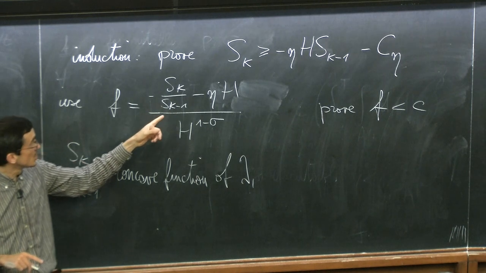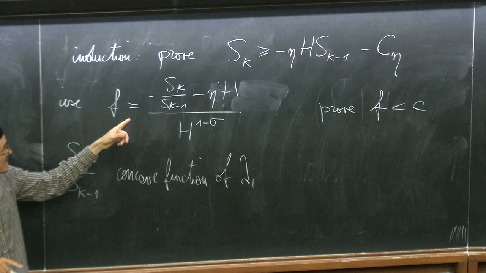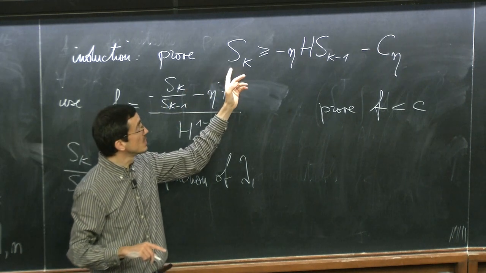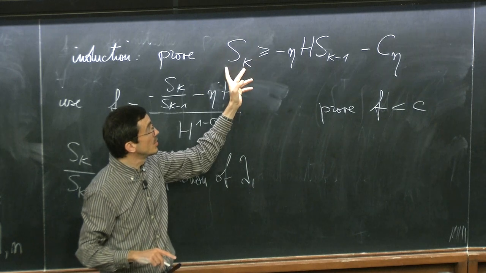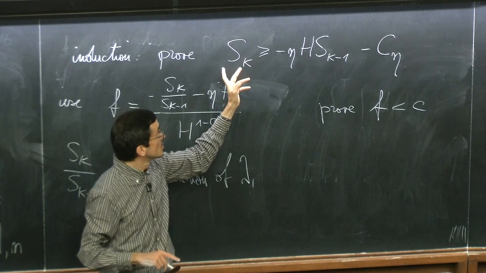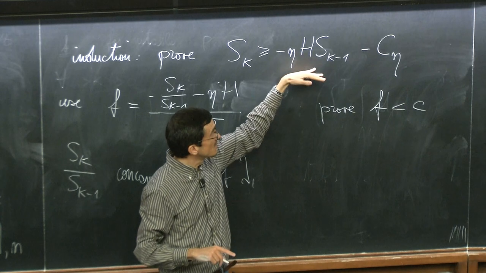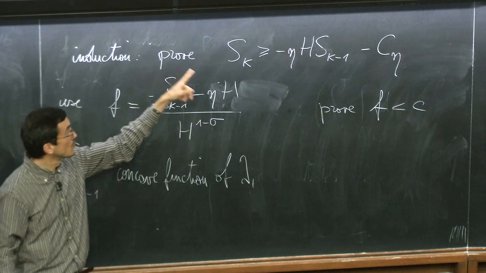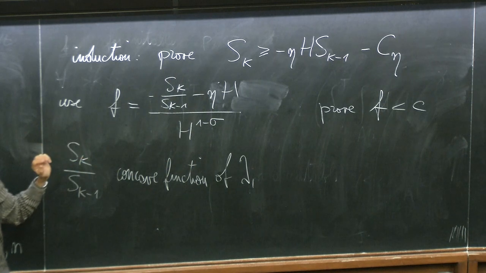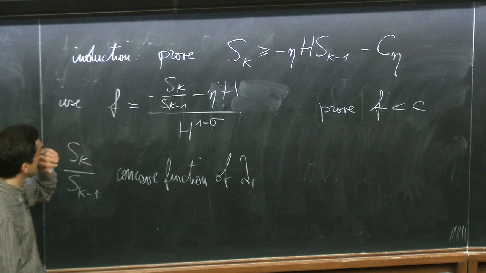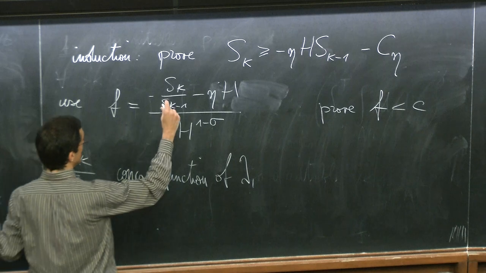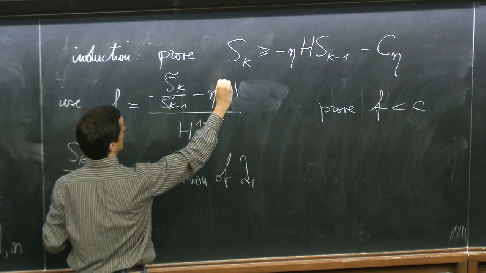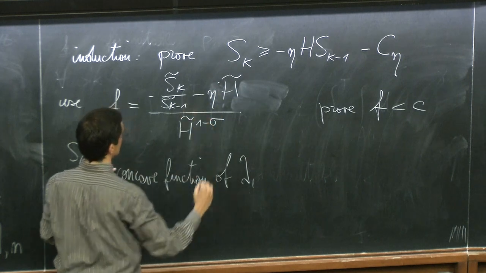But there is a problem. If you see the definition I've done, in the induction step, we don't show that the kth polynomial is positive. We just bound its negative part. So this denominator can vanish. So if I write it in this way, it is not well defined. So the real definition is some perturbed quantities.